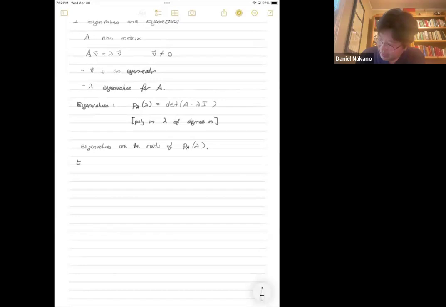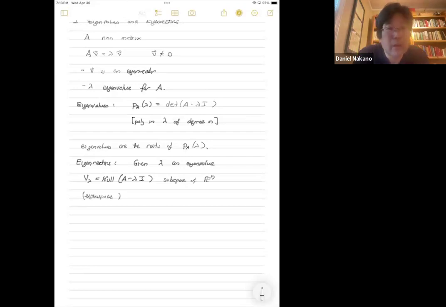So how about eigenvectors? Once you actually have an eigenvalue, you can find all the eigenvectors. Given an eigenvalue lambda, you can look at V lambda, which is the null space of A minus lambda I. This is a subspace of R^n, and this is called the eigenspace.